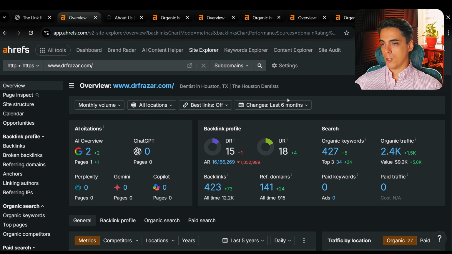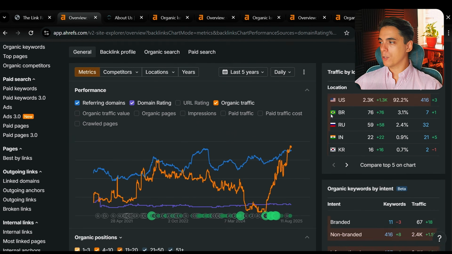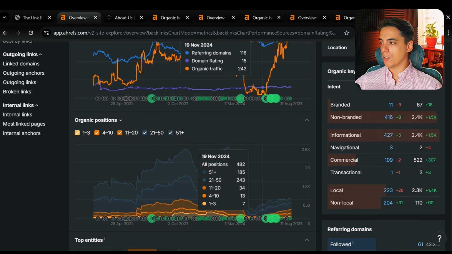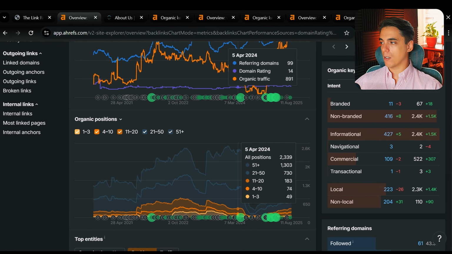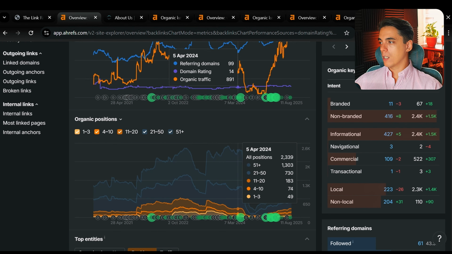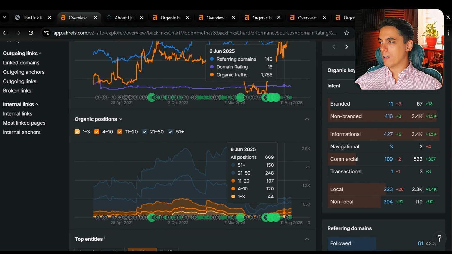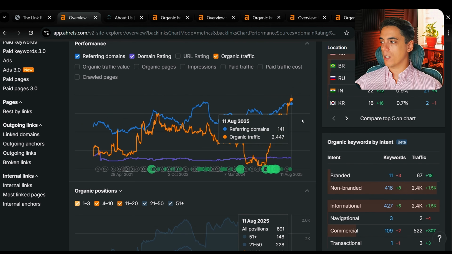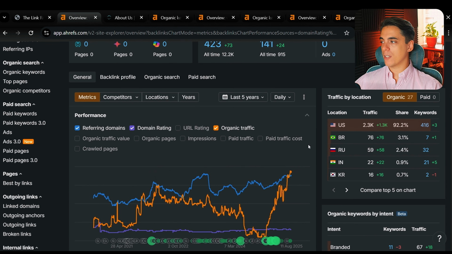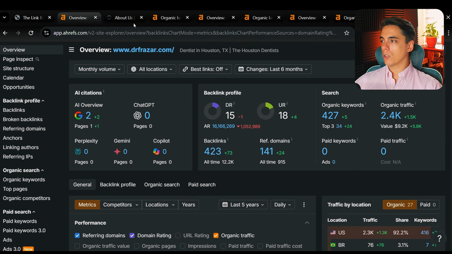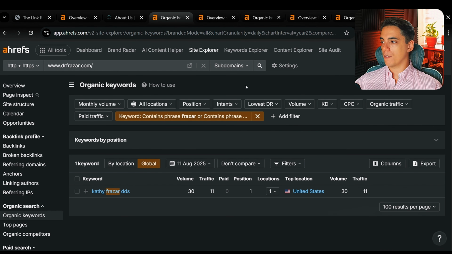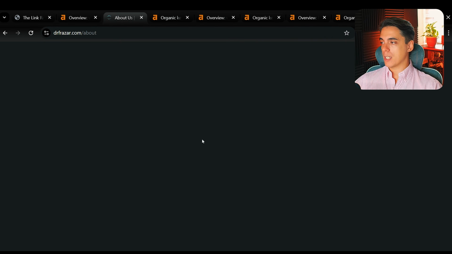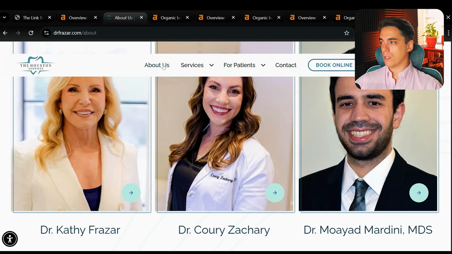Dr. Vrazar here has pretty good performance. Even though they had a massive drop here in the summer update last year, they've really been recovering here. And right now they have more traffic than ever before, at least according to Ahrefs, right? They're in a positive ranking state, so they're definitely doing something right. And when we look at the keywords that they're ranking for, and we look for branded keywords, I've put the last names of the 3 doctors that I see here on the About Us page.